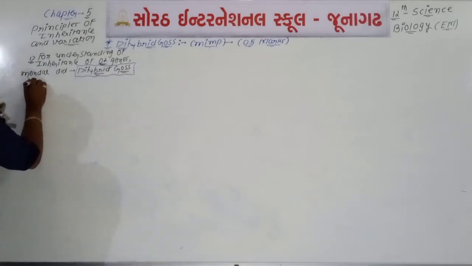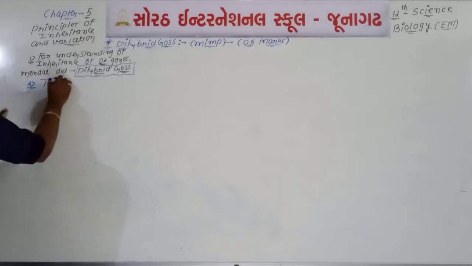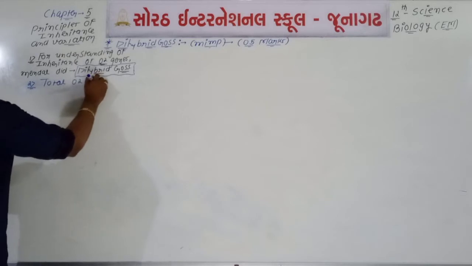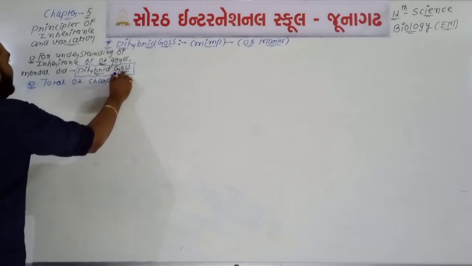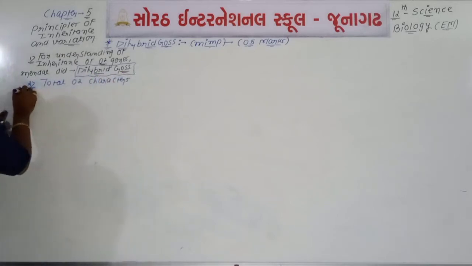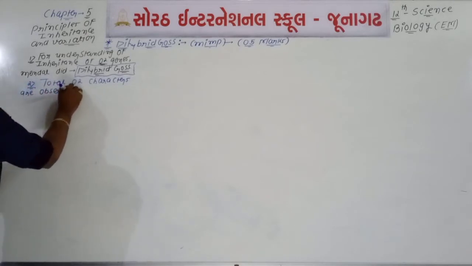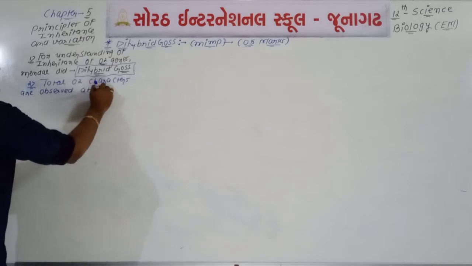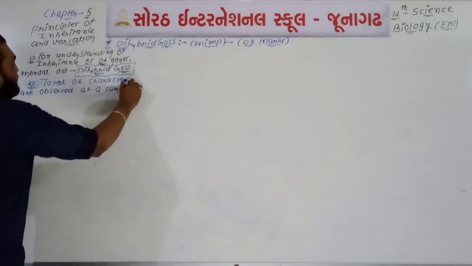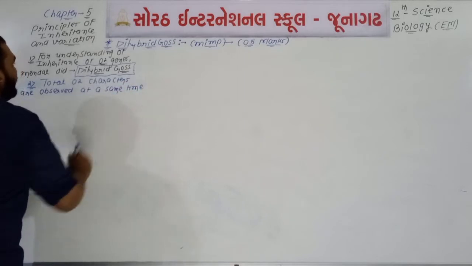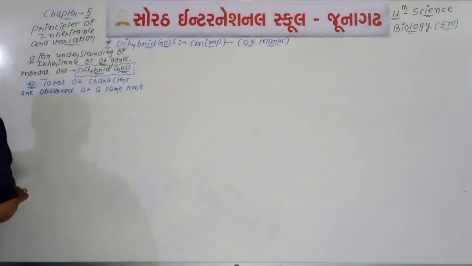Point number 2, we can say that in this type of experiment, a total of 2 characters are observed at the same time.